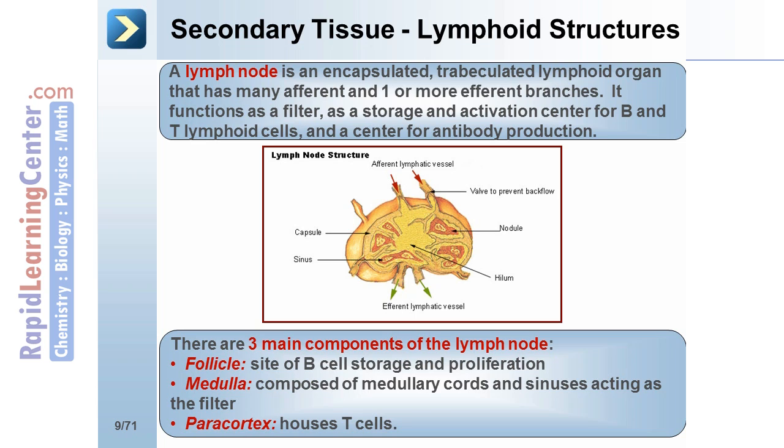1. The follicle, which is the site of B cell storage and proliferation. 2. The medulla, which is composed of medullary cords and sinuses acting as the filter. And 3. The paracortex, which houses T cells.